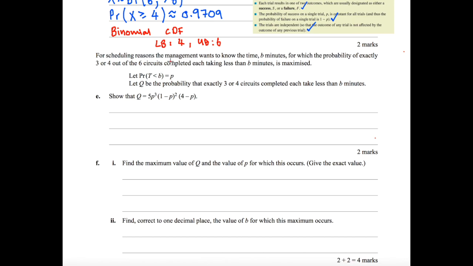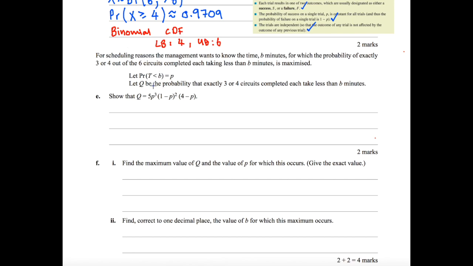For scheduling reasons, the management wants to know the time B minutes for which the probability of exactly 3 or 4 out of the 6 circuits completed, each taking less than B minutes, is maximized. Let the probability that T is less than B equal P. Let Q be the probability that exactly 3 or 4 circuits completed each take less than B minutes. Show that Q equals this. Alright, I can see how that's very confusing.